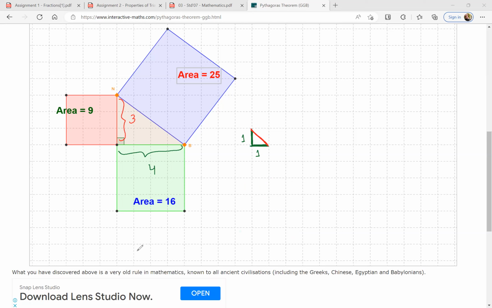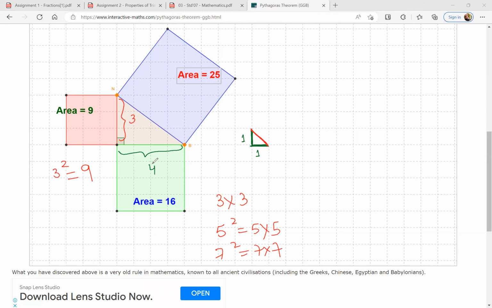So what is the area of the red square? 3 squared, right? What is square, Hiba? Square means 3 into 3. 5 square means 5 into 5. 7 square means 7 into 7. 3 square means 3 into 3. Yes, very good. 3 into 3 is 9. So the area of the red square is 9.